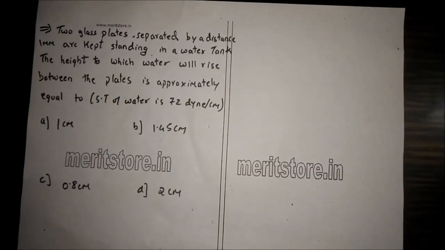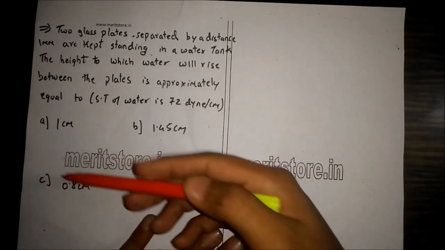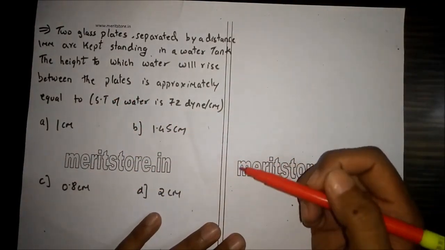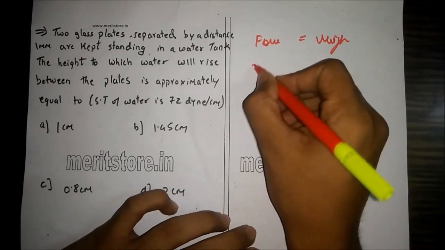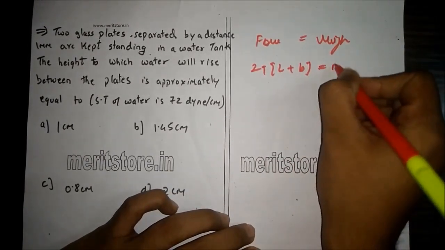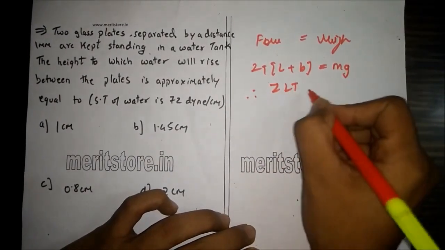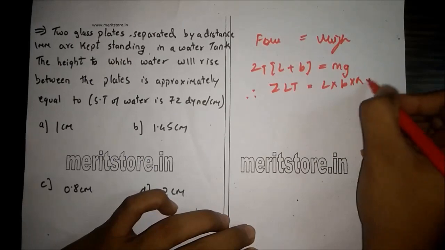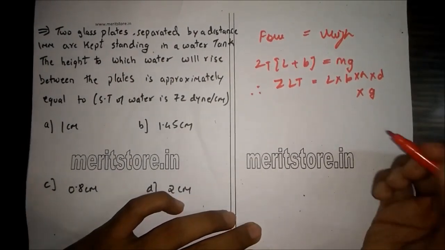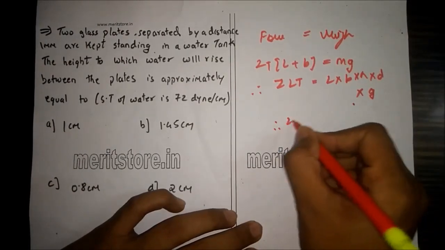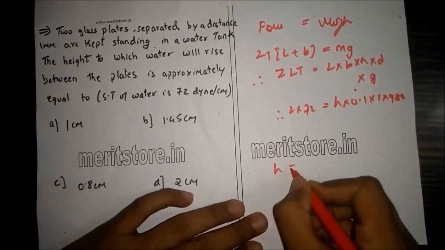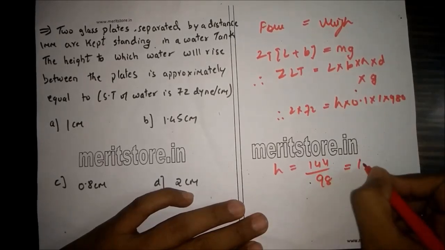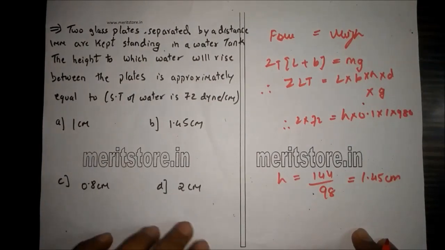Two glass plates separated by a distance 1 millimeter are kept standing in a water tank. The height to which water will rise between the plates is approximately equal to. Here are the options. Now the surface tension of water is given as 72 dynes per centimeter. Now we know that the force due to surface tension is given by the weight of the liquid column. Therefore, 2T(L plus B) is equal to mg. Therefore, 2LT is equal to length into breadth into height into the density into g. Here, B is neglected on the LHS. Therefore, 2 into 72 is equal to H into 0.1 into 1 into 980. Therefore, H is equal to 144 upon 98, which is 1.45 centimeters. Therefore, here the correct answer will be option B.